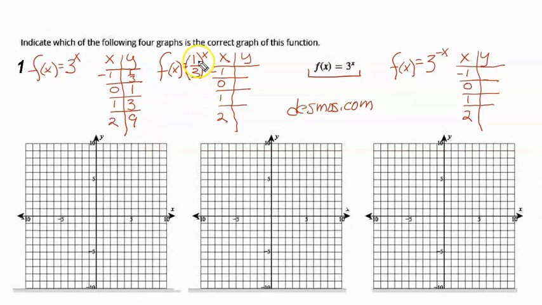Now here, our base is 1/3. So 1/3 to the -1 is the reciprocal, where x is -1, of 1/3. So this would be 3. This to the 0 power is 1. Now here, 1/3 to the first power is 1/3. And this is 1/9.